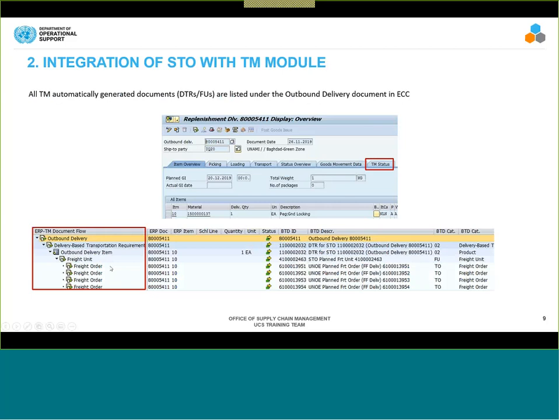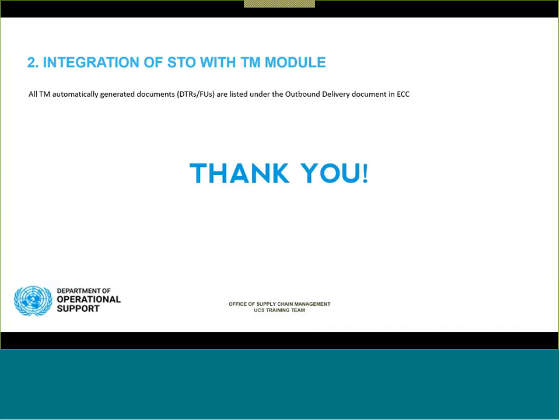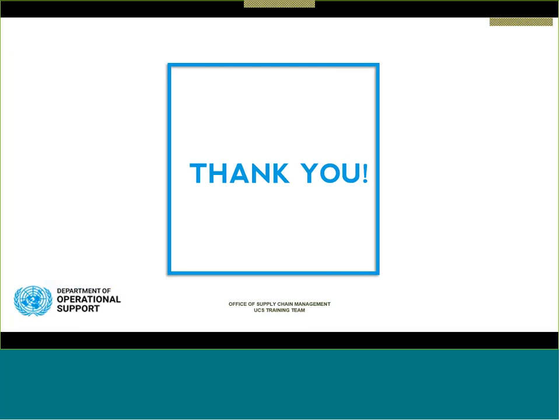And then you will see a series of documents created in the TM module, which are, for example, freight unit and a number of freight orders. Freight orders represent the legs of the route. So depending on the issuing plant and storage location, and receiving plant and storage location, TM is going to propose a route, and the route will have different legs, and the legs are represented as freight orders in the system. This is what I wanted to remind you about.